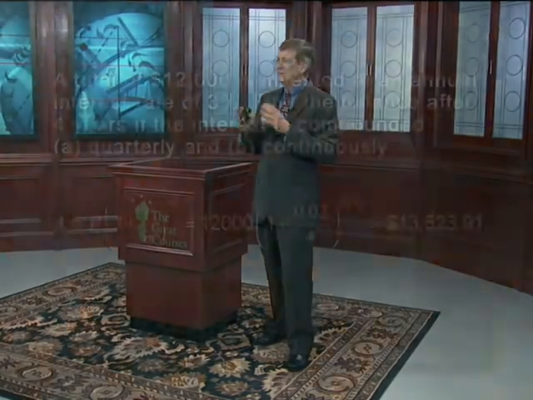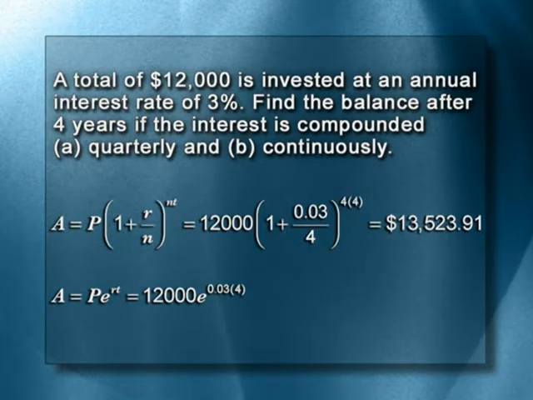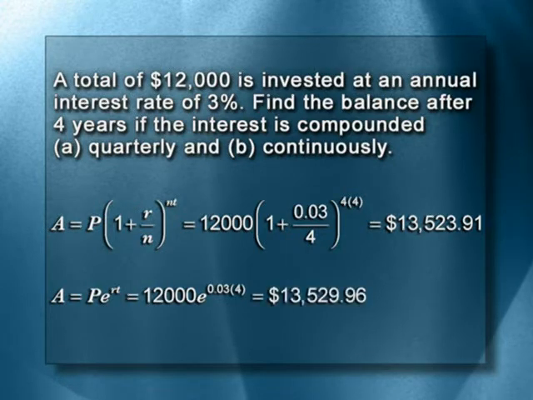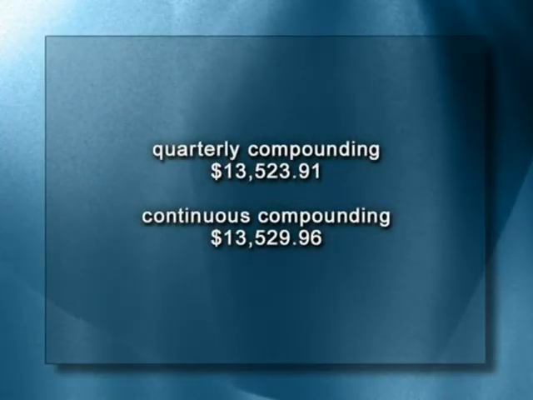How about continuous compound interest? Well, this is easier. It's 12,000 times e to the rt. R is 0.03 and t is 4. Punch that in your calculator, you get $13,529.96. As I said earlier, this function is in the calculator, so it's not like it's some obscure calculation. And notice your answer, you got a little bit more money, didn't you? What is it, almost $6 more?